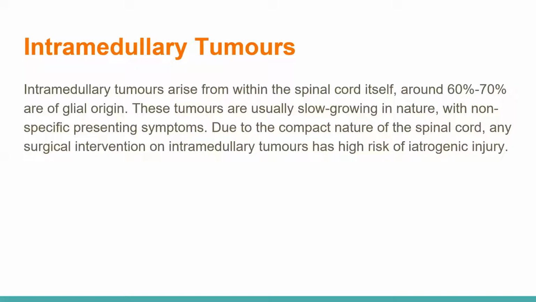Intramedullary tumors. These arise from within the spinal cord itself. Around 60% to 70% are of glial origin. These tumors are usually slow growing in nature, with non-specific presenting symptoms. Due to the compact nature of the spinal cord, any surgical intervention on intramedullary tumors has a high risk of iatrogenic injury. Next, please.